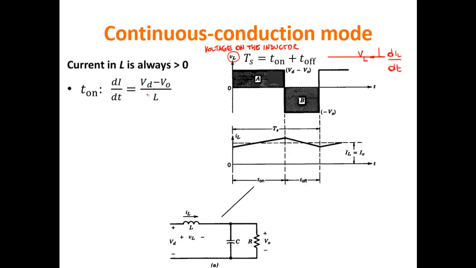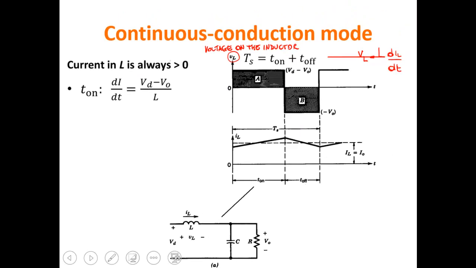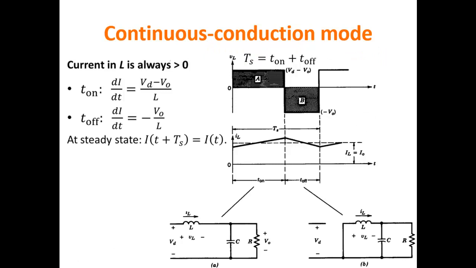This is IL, the current in the inductor. So during T on, the current in the inductor is increasing linearly. During T off, we have a negative voltage applied to the inductor, which means that the current in the inductor is decreasing. The derivative is minus Vo over L, and therefore we can draw here this expression.